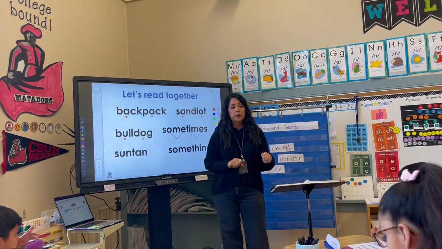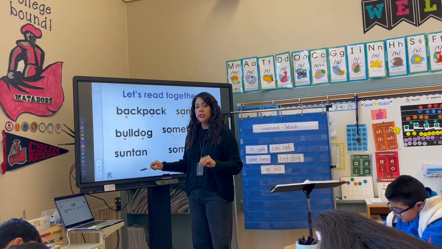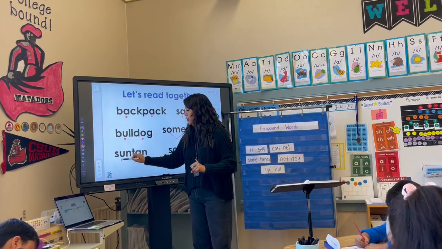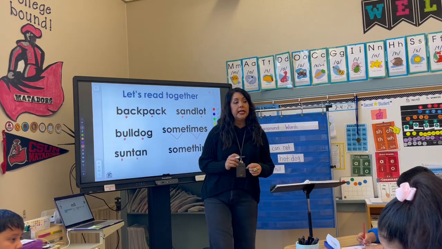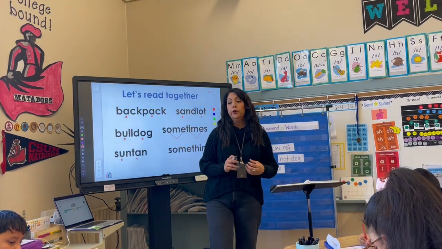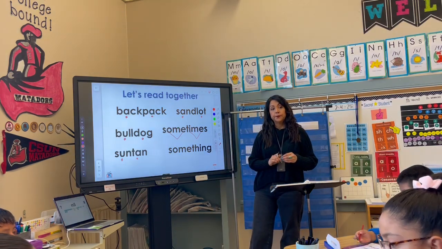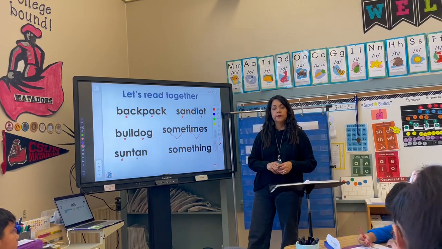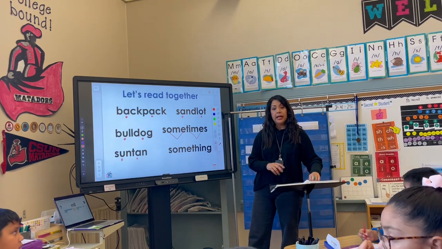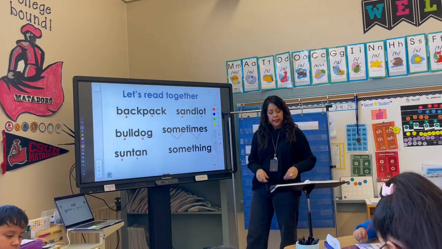Find the vowels. Who wants to tell me how many vowels did you find? Jimena? 2. Can you read the first part of the word? Sun. What's the second part of the word? Tan. Who can put the 2 together? Suntan. Excellent. Suntan. How many syllables? 2. Let's clap it out. Sun, tan. Excellent.